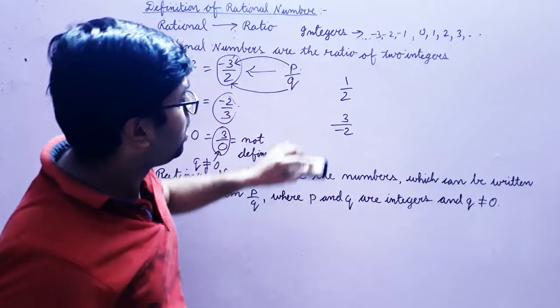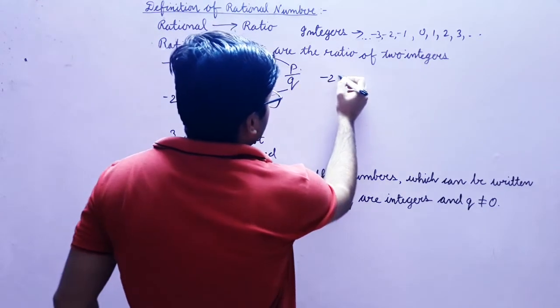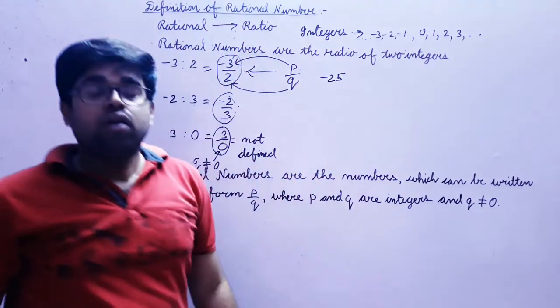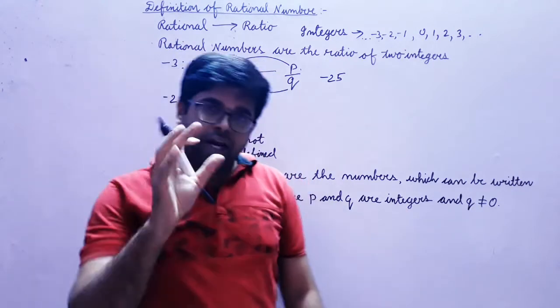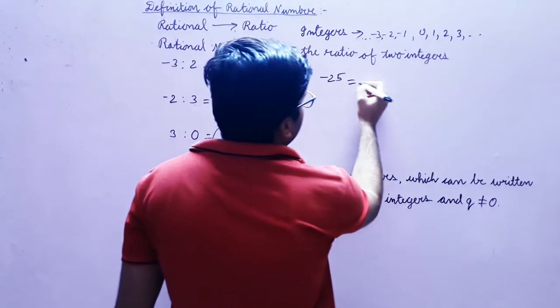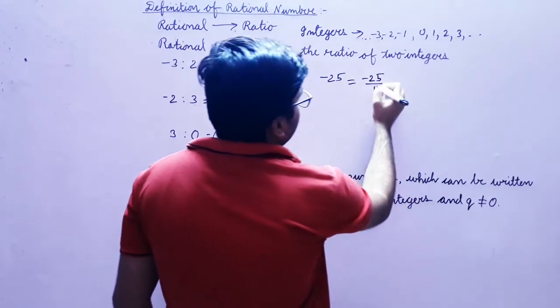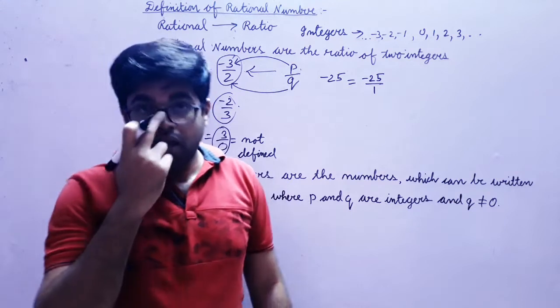For example, let us take a number minus 25. Now this minus 25, can we write it in the form P by Q? Yes, we can write it in the form P by Q as minus 25 by 1.